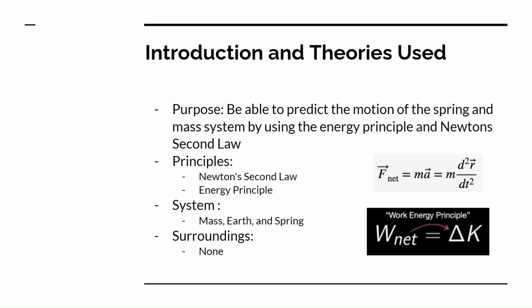So, introduction and theories used. The purpose is to be able to predict the motion of the spring and mass system by using the energy principle and Newton's second law. From Newton's second law, we know F net equals ma, which we can equate to the spring force plus the gravitational force. That gives us what we need to be able to calculate the energy.